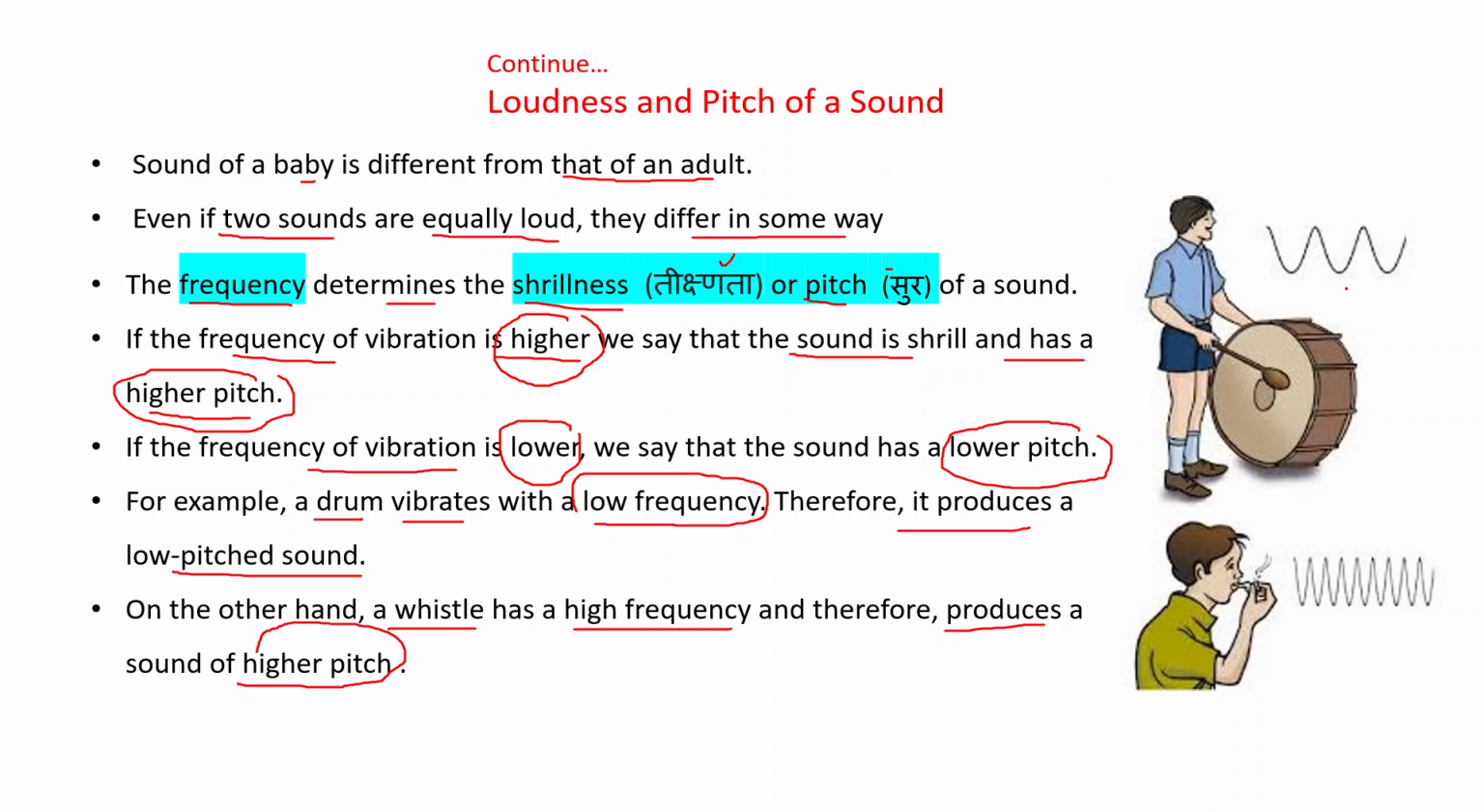In this diagram, you can see this is a drum, and we can ask what is the frequency? Frequency is the number of oscillations per second. Now in this case the distance between the oscillations is increased. That's why the number of oscillations per second will decrease. Hence low frequency, it means low pitch. Now in this case these sound waves are close to each other. That's why the number of oscillations per second increases. That's why high frequency and higher pitch. Clear?